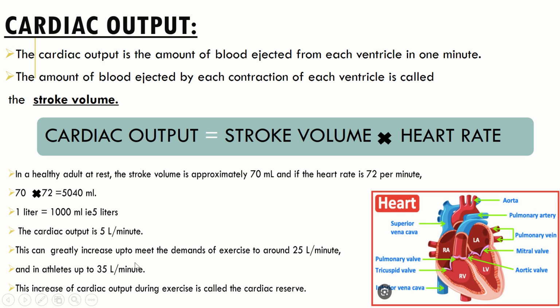This can greatly increase, up to the demands of exercise, to around 25 liters per minute, and in athletes up to 35 liters. According to the demand of the person, the cardiac output varies. This is just a rough calculation for a healthy adult at rest. The increase of the cardiac output during exercise is called the cardiac reserve. As the person does a lot of exercise or workouts, the cardiac output rises.